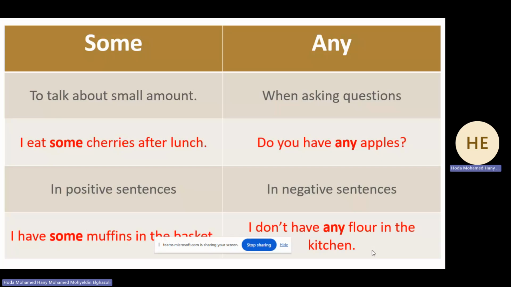Some is to talk about a small amount. Example, I eat some cherries after lunch. And also in positive sentences, I have some muffins in the basket. Any is used when asking questions. Do you have any apples? Question. And also, any is used in negative sentences. Example, I don't have any flour in the kitchen. Don't have any flour.